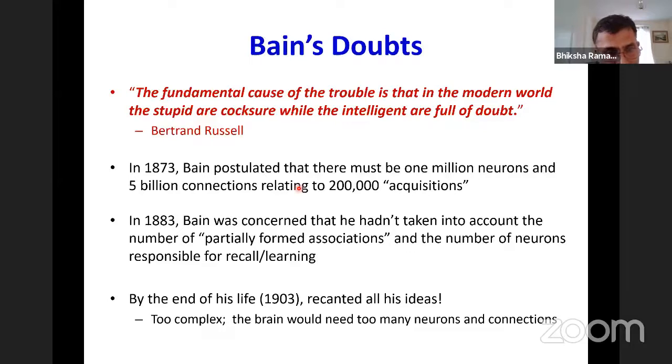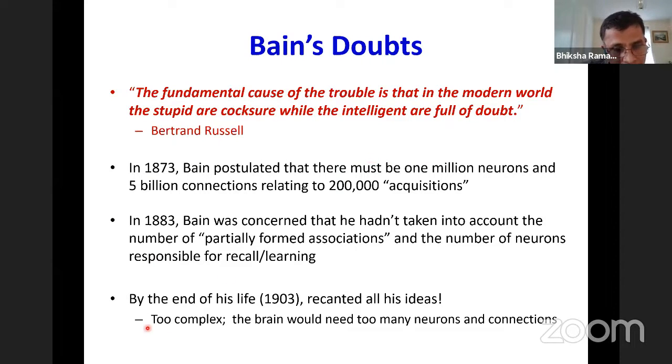So in 1873, Bain postulated that there must be 1 million neurons and about 5 billion connections to acquire 200,000 percepts. Then by and by, he realized that 200,000 is a really small number for the number of percepts that a human being carries. Also, we don't always have fully formed percepts. There are all kinds of partially formed associations. And so if you begin accounting for all of those, there's no way 1 million neurons and 5 billion connections can store all of those.